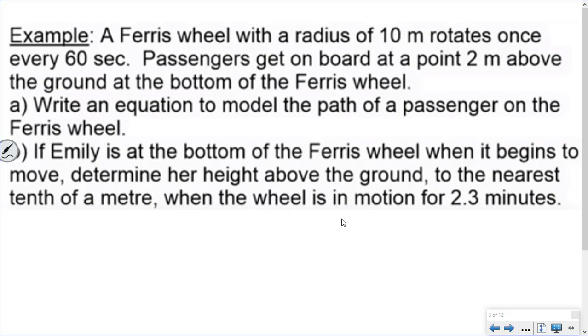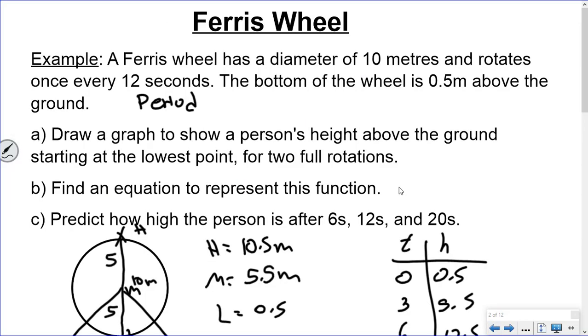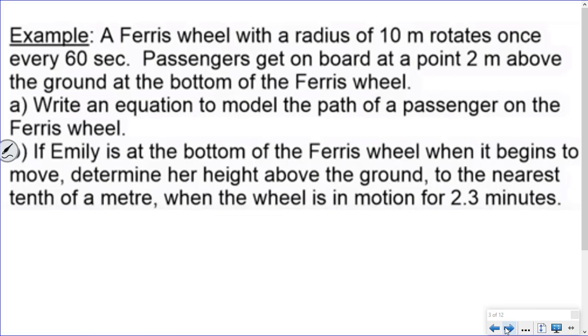So again, we have a Ferris wheel with a radius. This time it has a radius of 10 meters, and it rotates once every 60 seconds. Last time, we had a diameter of 10 meters, which meant our amplitude was 5 meters because it's 5 meters above and below the center. Now we have a radius of 10 meters, so that radius is going to be my amplitude. And it rotates once every 60 seconds. The amount of time it takes to go through one full rotation is the definition of your period. So right in the question, we have our amplitude and our period.